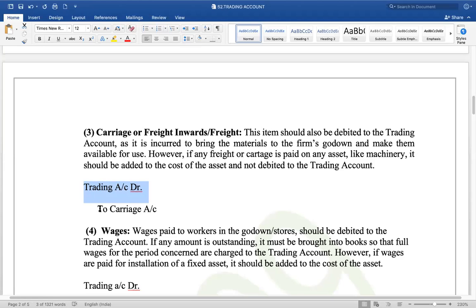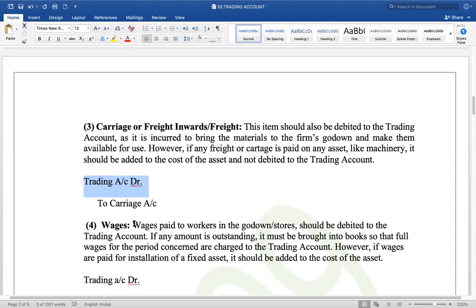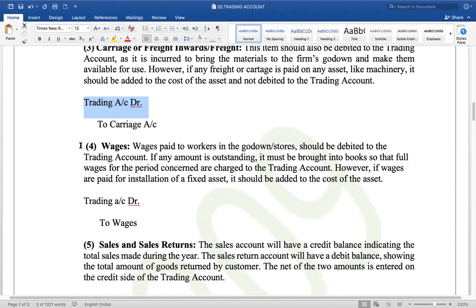When you're passing through that board, the roads are not government roads. Those roads belong to the cantonment. So what they do is they charge for the road that you're using. If your truck has to pass through that cantonment board, you will pay cantonment charge. So all such things should be included in the freight or carriage inward. Trading account debit to carriage. And similarly, you may be hiring laborers to load and unload the materials. Those things also are charged against the trading account, debit to wages.